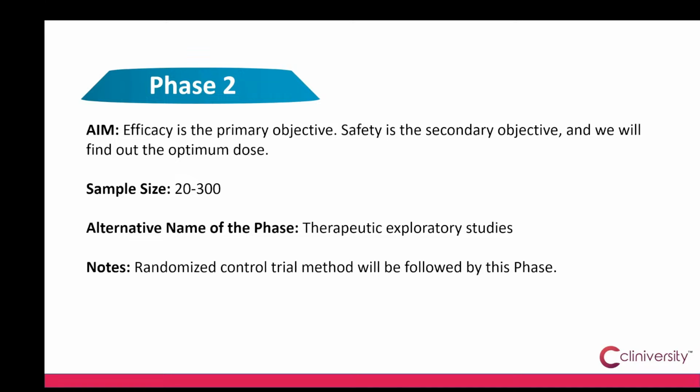And because it is given to a larger population, we can also get clarification about the fixed dose, the optimum dose that can be used. These phase 2 trials use randomized controlled trial methods. So from phase 2, we are going to have randomization. And as we studied, we are going to have blinded trials as well.